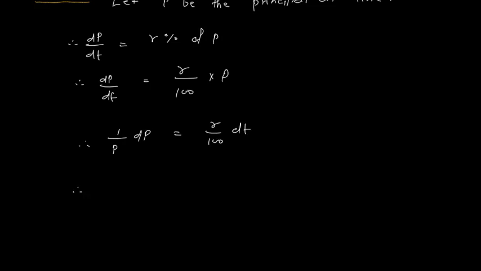Therefore integration of 1 upon P dP is equal to R upon 100 into integration of dt. When we integrate it, we get log P is equal to R upon 100 into t plus C.